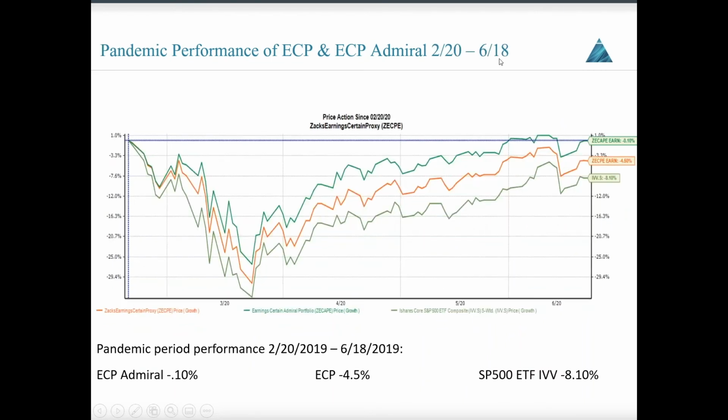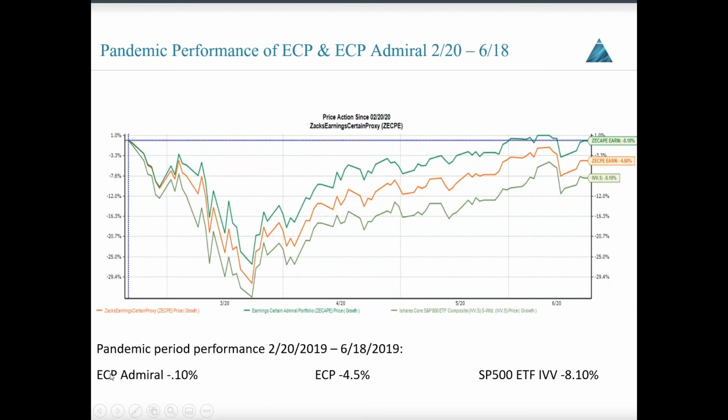Okay. I looked at the returns as of this morning. They're about the same. The ECP Admiral has actually gone positive. I didn't update the slide. The spreads are really what I was more concerned with, and they're about the same.